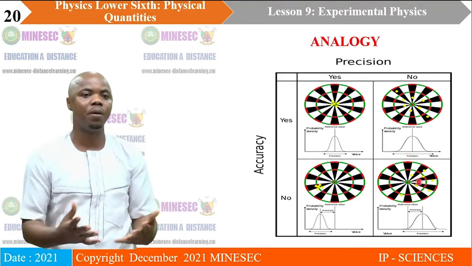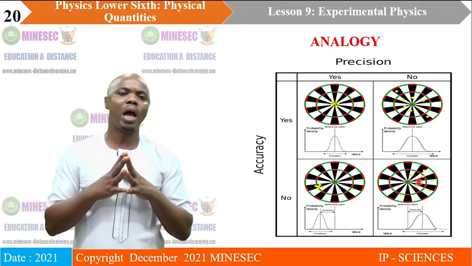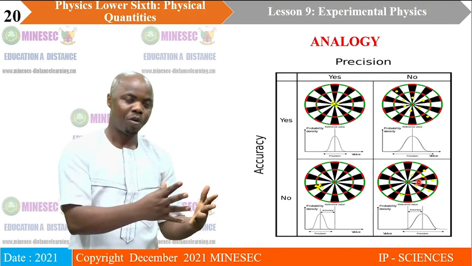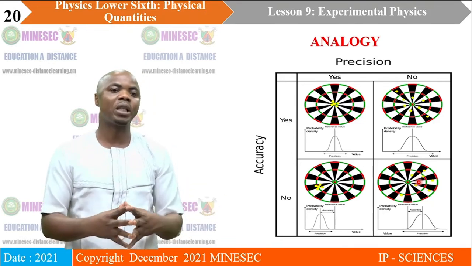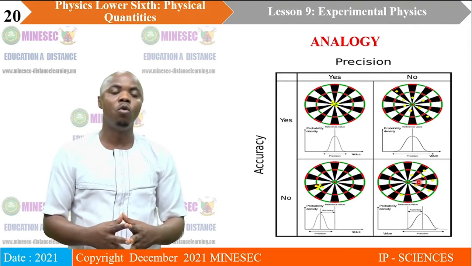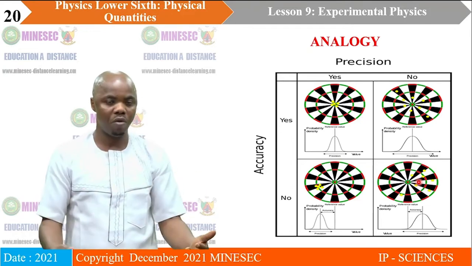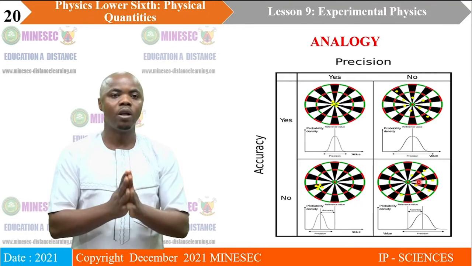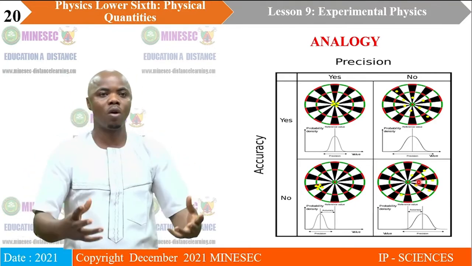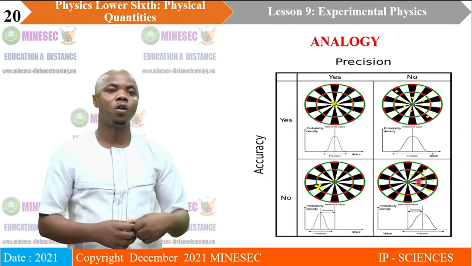You cannot determine what he is doing. This idea is very important in practicals because if you are not accurate and not precise, you have very scattered points when plotting graphs. And it will be a problem for you to verify a physical relationship, if it's a straight line or a curve. So we're going to learn some sources of errors that can make our measurements either not accurate or not precise.